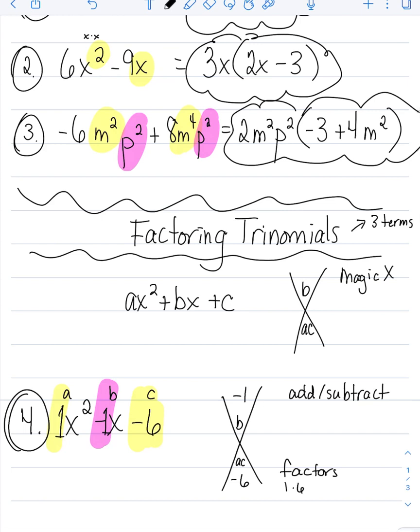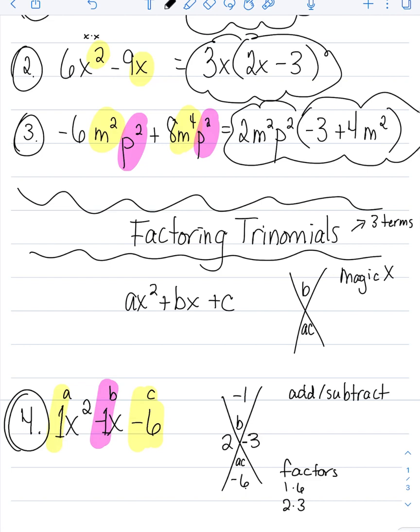So 1 times 6 gives us 6. 2 times 3 gives us 6. Now let's look at that -1. Which of these sets of factors will either add or subtract to give me 1? Well, 2 times 3. Now let's deal with our signs. I need 2 times 3 to be negative, but I want it to subtract to give me a -1. So watch this. I'm going to make my 3 negative. Is 2 times -3 -6? Yup. Is 2 minus 3 -1?